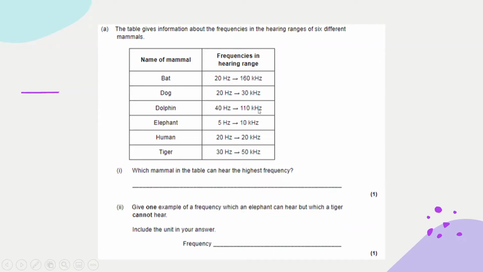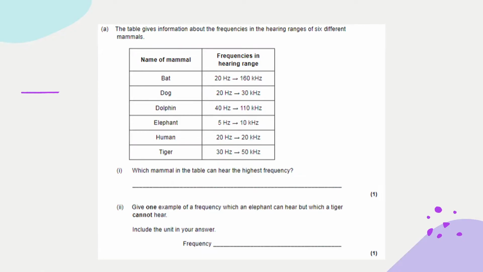If we look at a human, 20 kilohertz, the only one that can't hear as high as us is the elephant, but it can hear lower. A dog can hear pretty high. A dolphin is pretty high because it uses echolocation. Tiger can hear quite high. I didn't really realise that. Cat is not on here, but I think a cat can hear quite high as well, because they can hear mice and things that we can't hear.